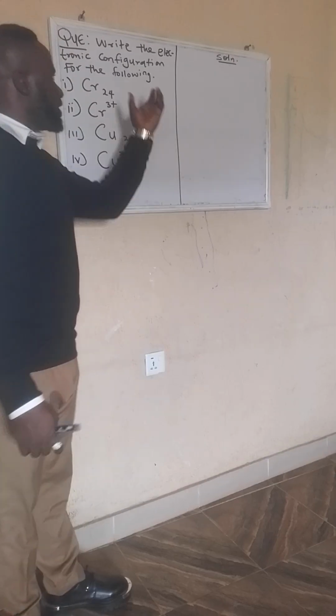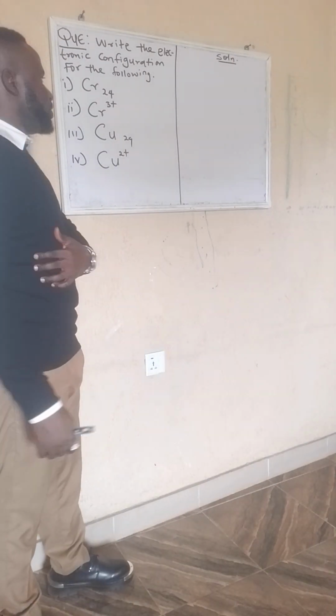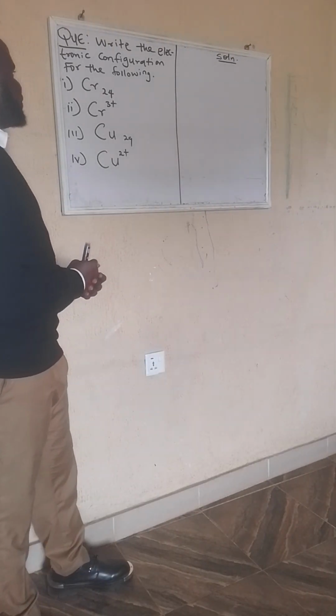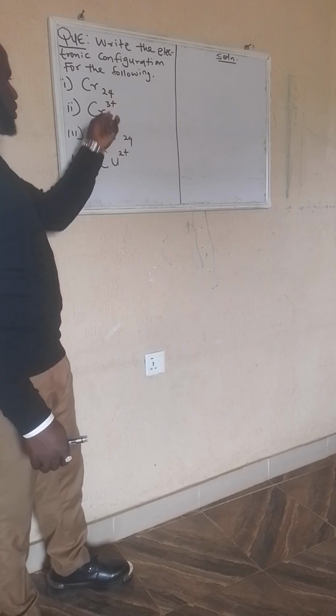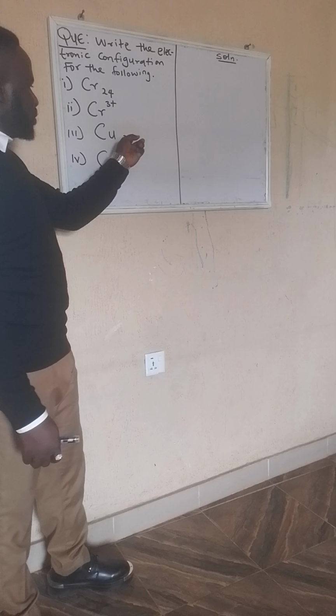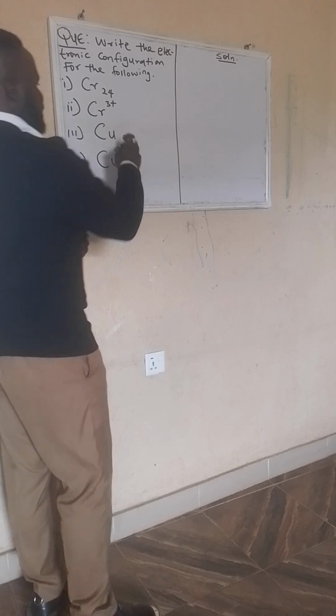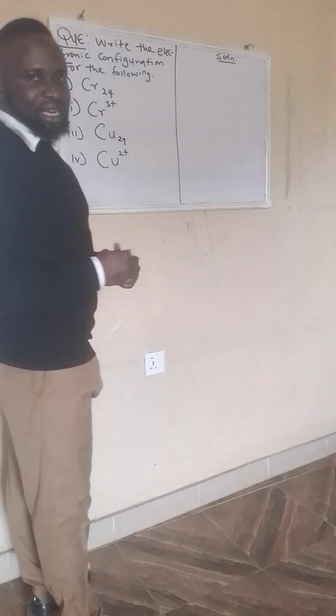And today we are going to be looking at this interesting question on electronic configuration. Write the electronic configuration for the following: chromium with atomic number 24, then Cr3+, chromium ion, copper with atomic number 29, and Cu2+, that's copper ion. So let's go one after the other.